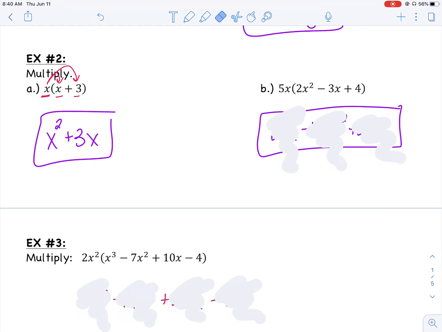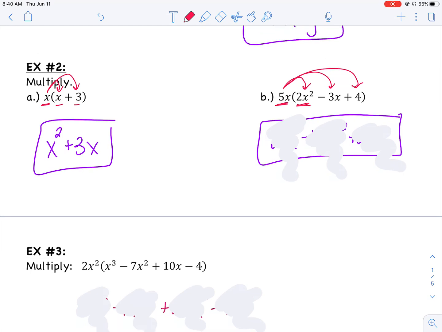All right, look at b. We're going to do the same thing on this one. We have a monomial here. It's right next to the parentheses, which means we want to make sure that we multiply it through by every term inside the parentheses. So 3 different terms this time. So we have a 5x times a 2x squared. We're going to multiply the coefficients, so 5 times 2 is 10. And then if I have x times x squared, I really have x cubed.